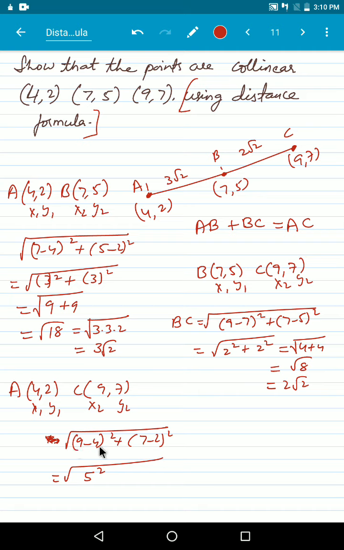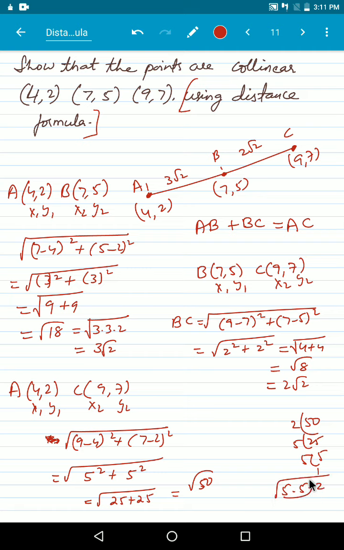x2 minus x1, that is 9 minus 4 whole square plus 7 minus 2 whole square. 9 minus 4 is 5, so it is 5 square. 7 minus 2 is also 5, so this is root 25 plus 25, root 50. If you simplify root 50, 5, 5 and 2 under root, take it outside one time, it will be 5 root 2. So from here to here it is 5 root 2.